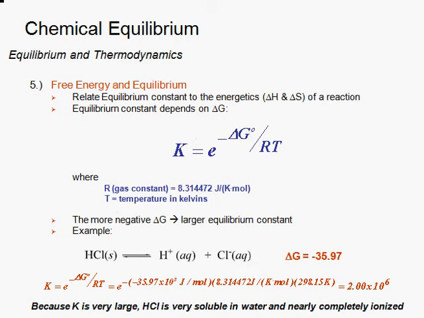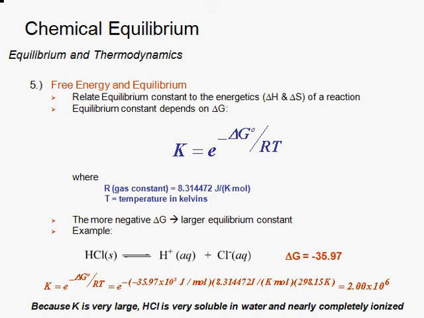Now next is free energy and equilibrium. The equilibrium constant relates to the energetics, delta H and delta S, of a reaction. Equilibrium constant depends on delta G. With the help of this relation, K is equal to e raised to power minus delta G upon RT. R is the gas constant, which is equal to 8.314. The unit will be joule per Kelvin mole. Temperature will be in Kelvin.